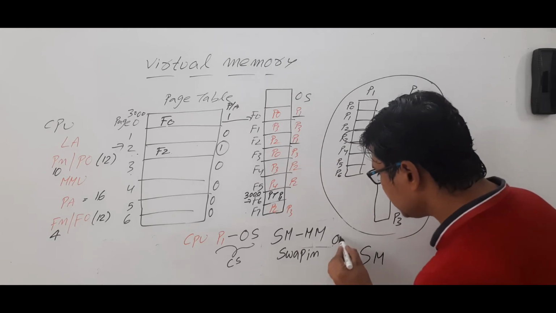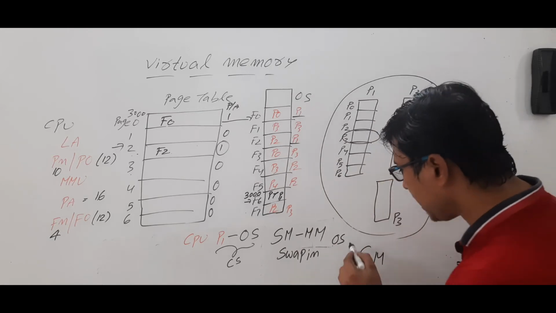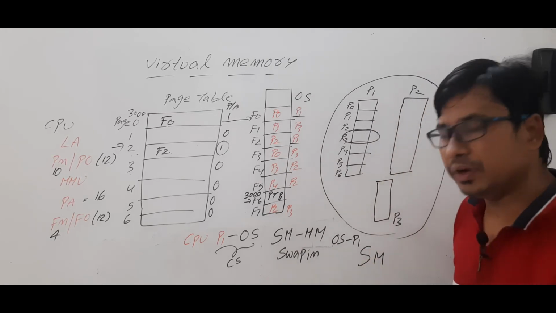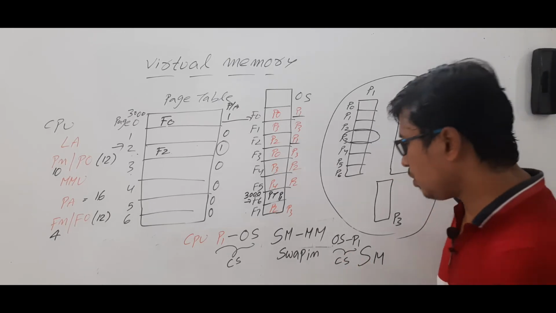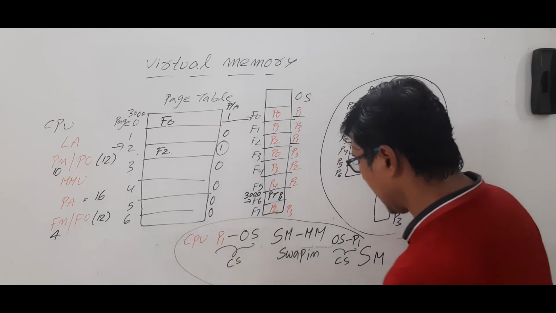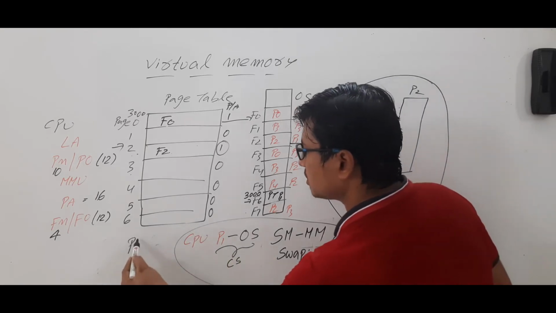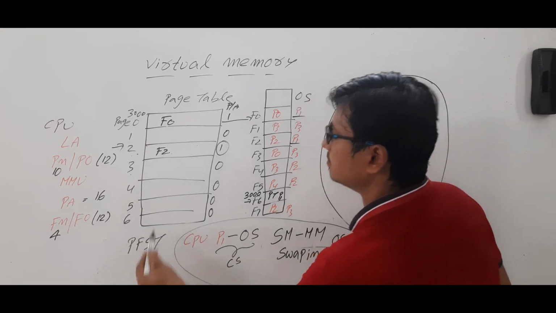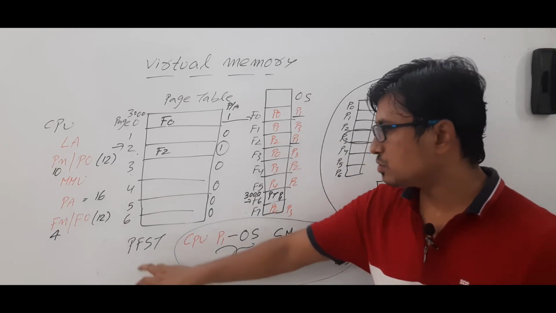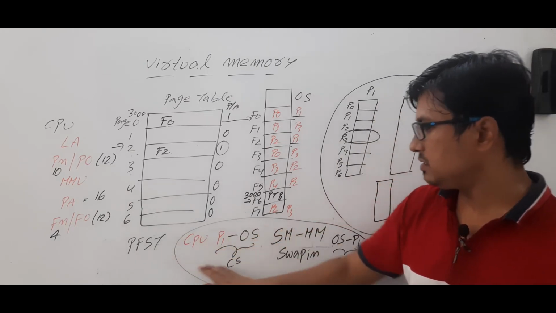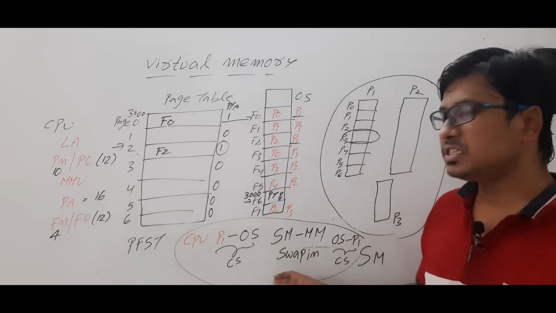Then the operating system will give back the control to process P1. Again, this is context switching. So the total time we will call the page fault service time. Is it clear? Are you able to understand it or not? So whenever a page fault happens, there will be two context switchings and the swapping.